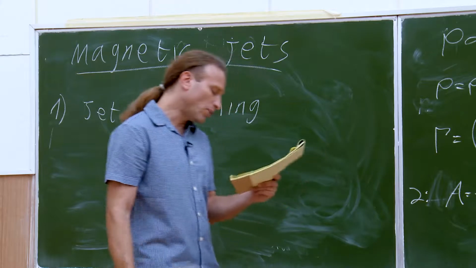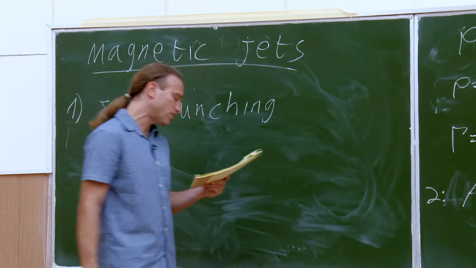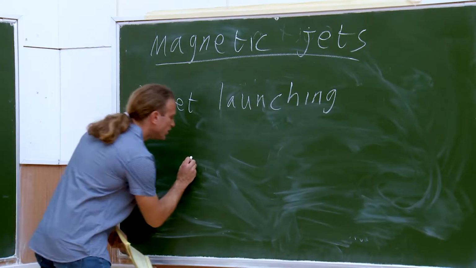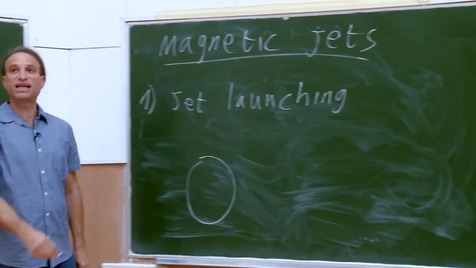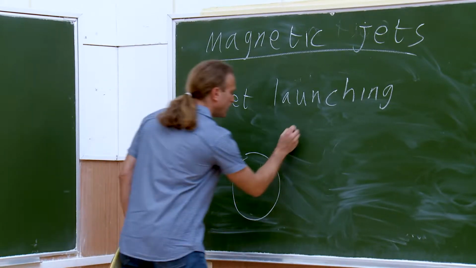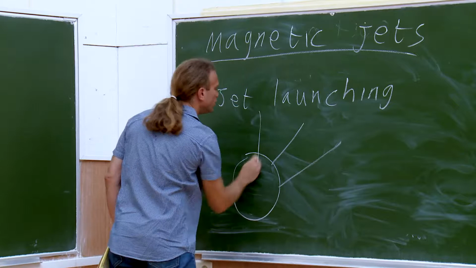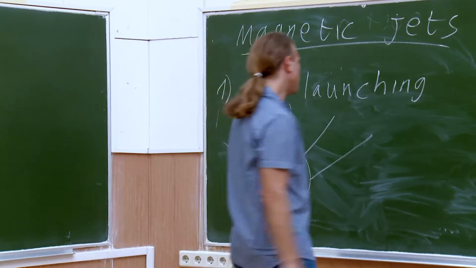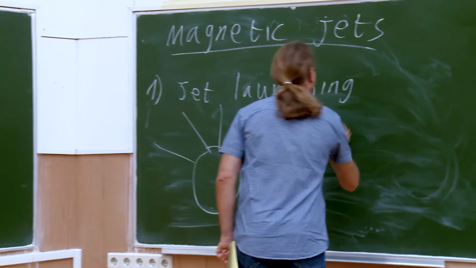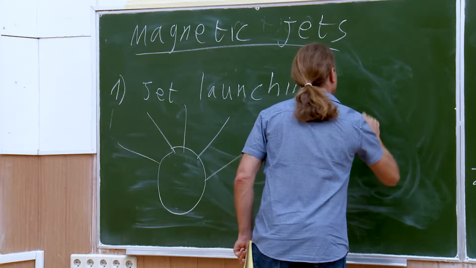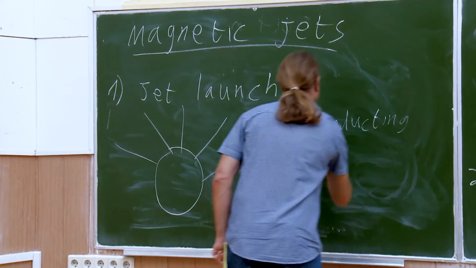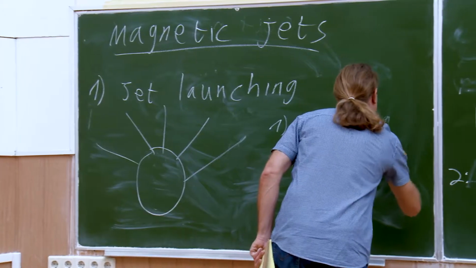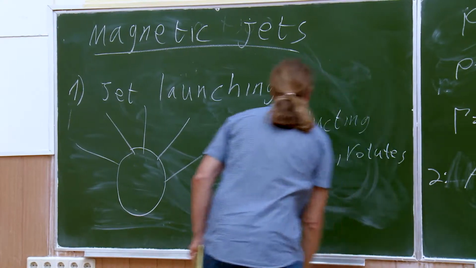First of all, I want to tell you how magnetic jets are launched, and then I will tell you how they accelerate. In order to launch a jet, we need a compact object or some sphere, and I need a magnetic field because I have a magnetic jet. So what I assume here is, one, that I have a conducting sphere that rotates in the z direction.